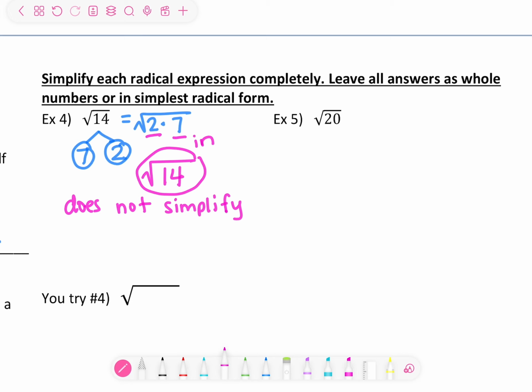All right, example 5, let's take a look. This one will be a little more interesting. Square root of 20, not a perfect square. It's actually between 16 and 25. It's between two perfect squares. It's not a perfect square. Let's break it down. I'm going to go 2 times 10.